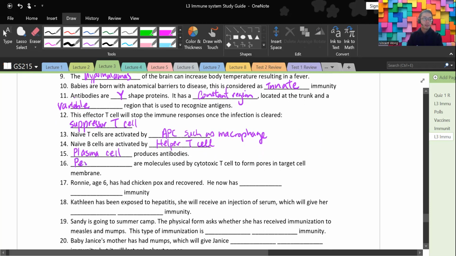Perforin are molecules used by cytotoxic T cells to form pores in target cell membrane. Right? They trigger apoptosis, right?